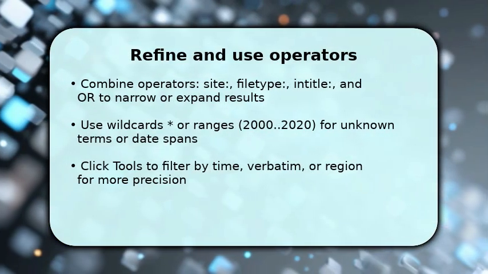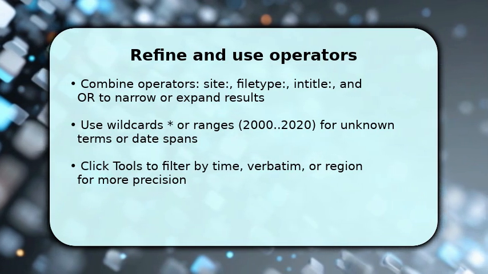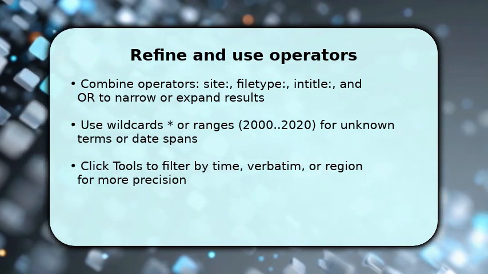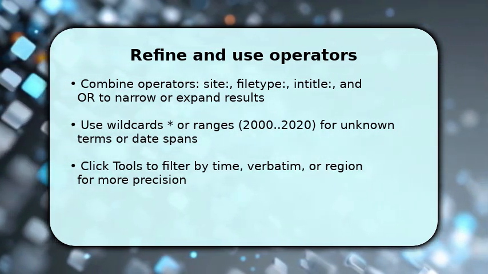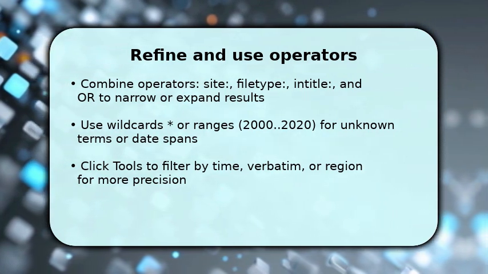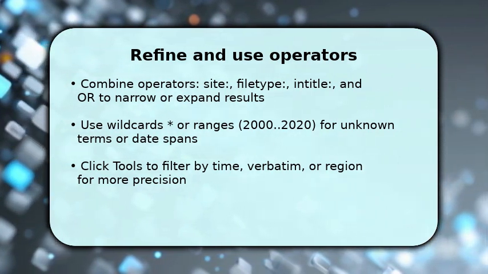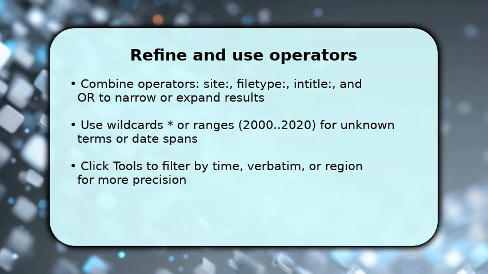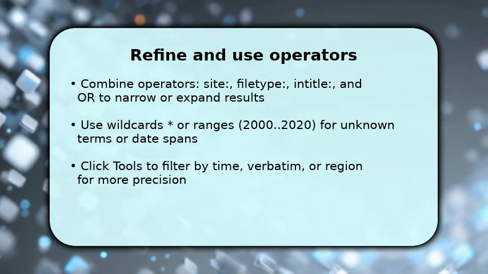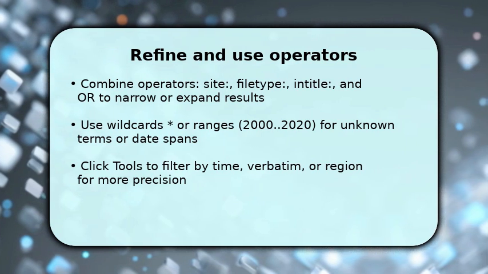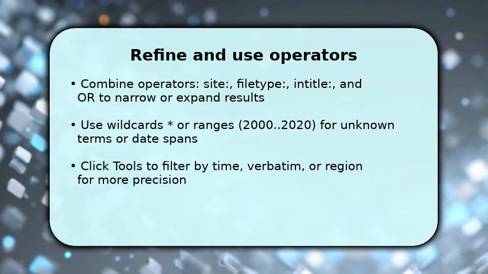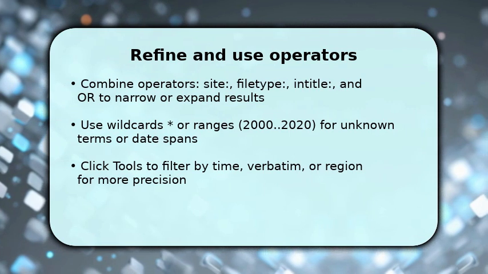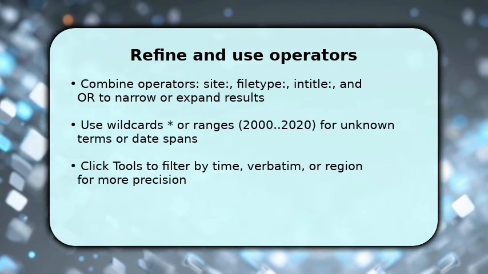Now you refine the search using operators to control scope. Use site:domain to limit results to one website, filetype:pdf for documents, intitle: to prioritize titles, and OR to include alternatives. If a word is uncertain, place a wildcard asterisk in its spot. For dates, try 2005..2015. Then click Tools to filter by time or switch to verbatim when Google synonyms mislead you.